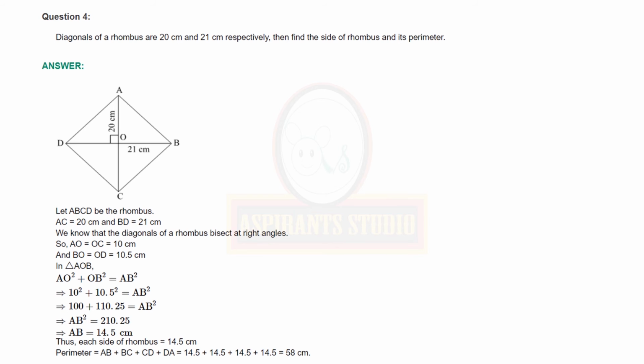To find the side of the rhombus, let us find AB. Actually you have to find all the sides, but all the sides are equal. So you can write: to find the side of the rhombus and its perimeter. First of all, we will find one of the sides, AB. Then we will add it 4 times, otherwise multiply by 4. Then you will get the perimeter of the rhombus.